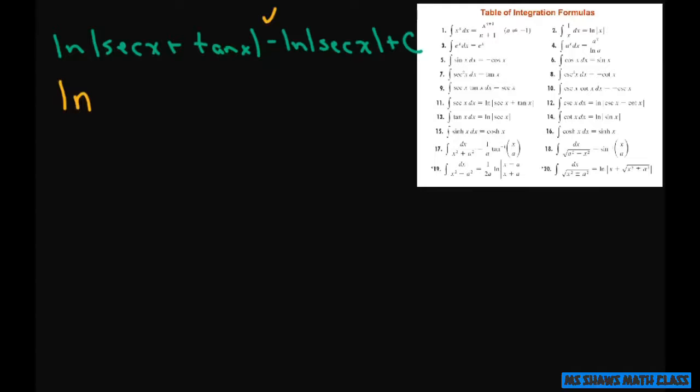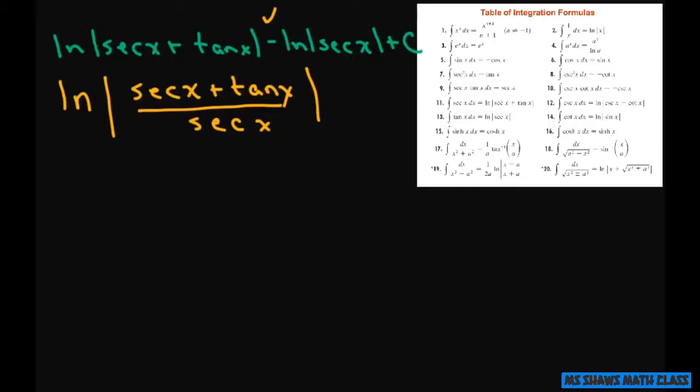So let's clean this up because we have logs. So again, we have ln of secant x plus tan x minus ln of secant x plus c. Now, forgetting about the c, since I have this minus, that means I can combine this into a single log. So that's going to be ln absolute value of secant x plus tan x divided by secant x plus c.